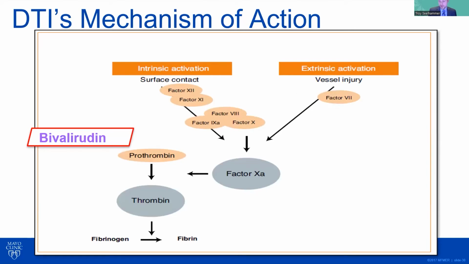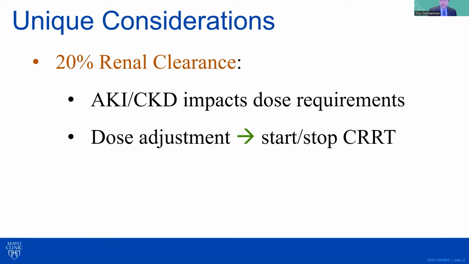This is the same slide I showed you earlier, and Dr. Hamzah outlined it in his portion as well. Now you can see the action of bivalirudin. It acts directly at thrombin to shut down the cleavage of fibrinogen into fibrin.